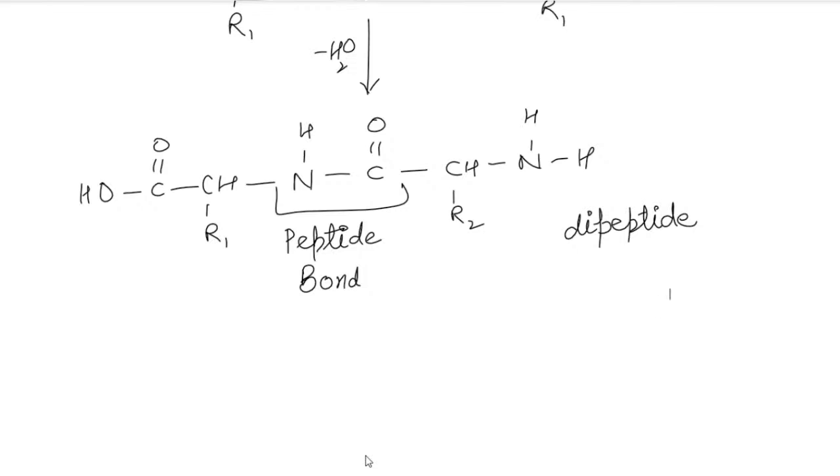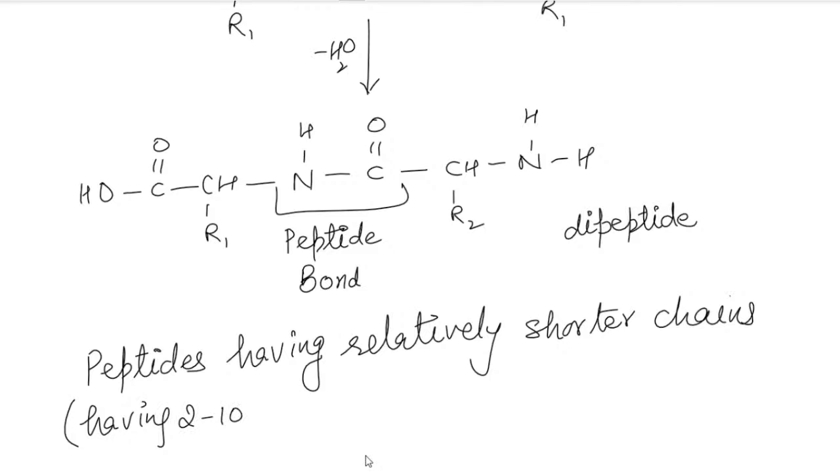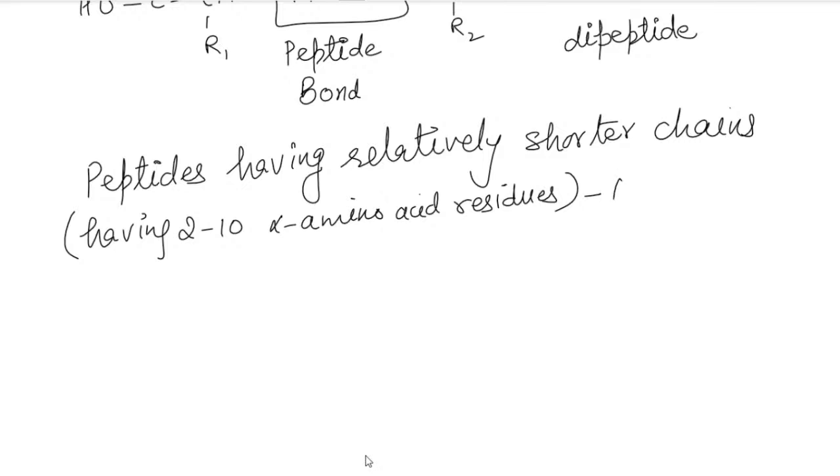On the same line, if we have peptides having relatively shorter chains, shorter chain means having 2 to 10 alpha amino acid residues, so that are called as oligopeptides. Okay, so these are oligopeptides.